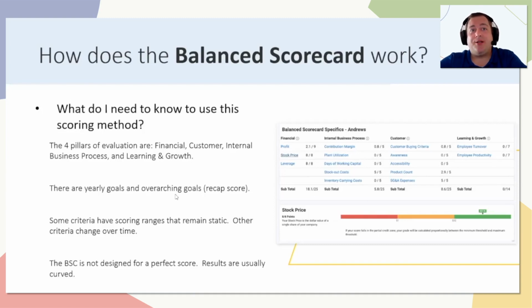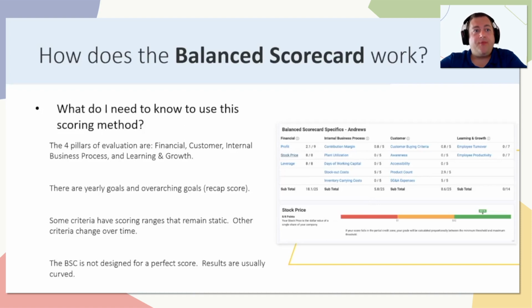And we've talked about the yearly goals. I should mention that there are some overarching goals in the scorecard. We call this the recap score. So there are going to be goals for, let's say, profit, for example, for each year. And then there's going to be an overall goal for students to make X amount of profit by the end of the simulation.